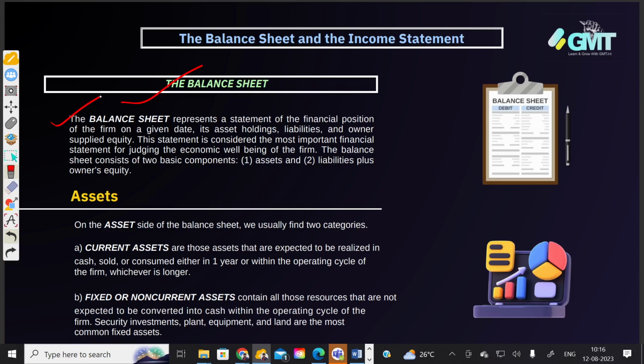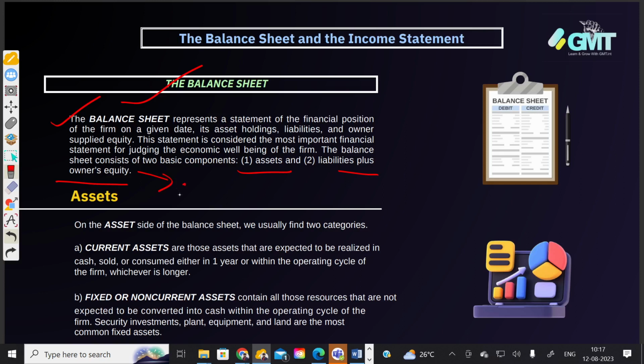with its assets, holdings, liabilities, and owner-supplied equity. This statement is considered the most important financial statement for judging the economic well-being of the firm. And the balance sheet consists of two basic components: one is assets and another one is liabilities. Or a third portion, you can say, which is owner's equity.